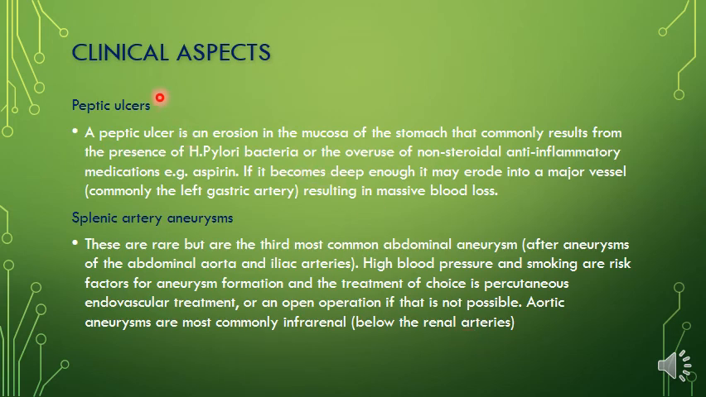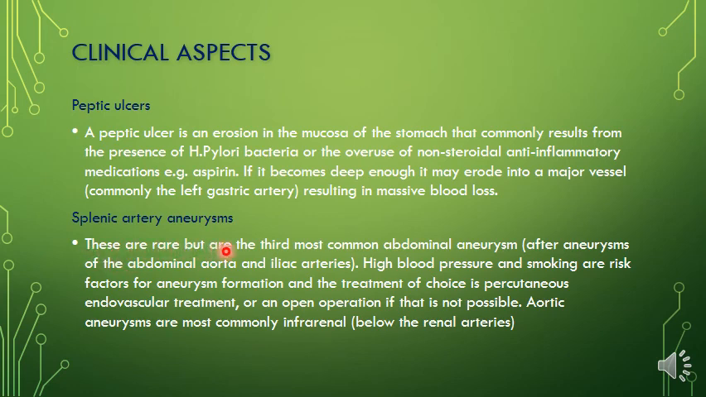Some clinical aspects related to the celiac trunk. A peptic ulcer is an erosion in the mucosa of the stomach that commonly results from the presence of H. pylori bacteria or the overuse of non-steroidal anti-inflammatory medications like aspirin. If this erosion is deep enough, it may erode into a major vessel. Commonly the left gastric artery is eroded, resulting in massive blood loss. Then splenic artery aneurysm.